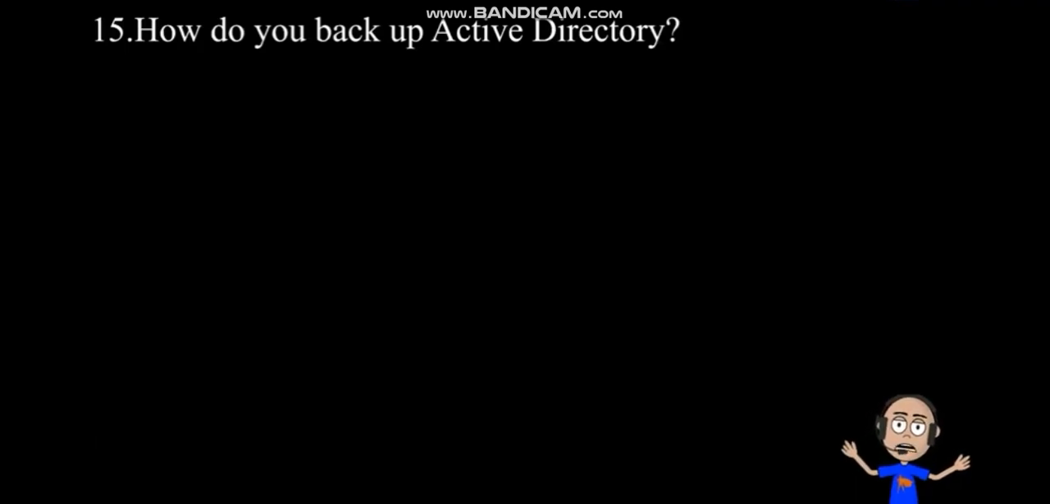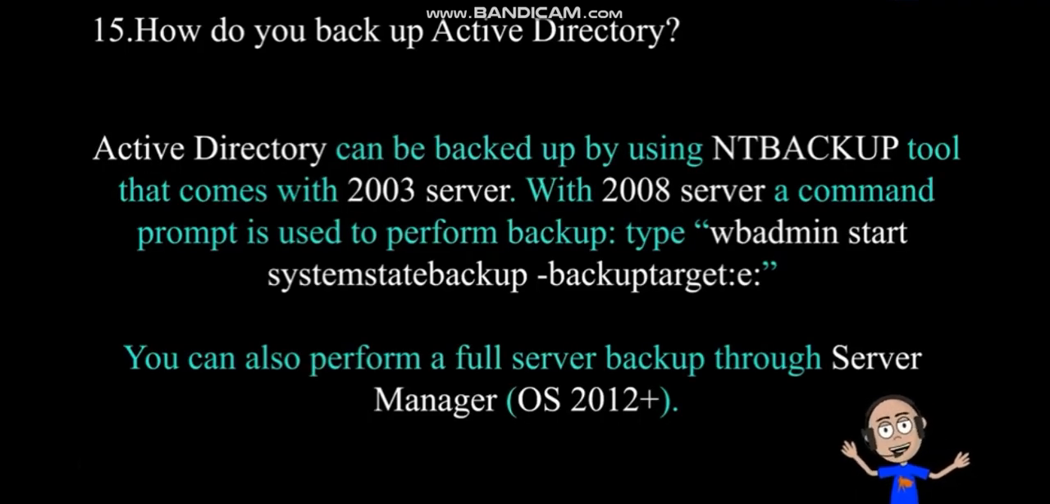How do you back up Active Directory? Active Directory can be backed up by using the NT Backup tool that comes with 2003 server, and with 2008 server, a command prompt is used to perform the backup. Type wbadmin start systemstatebackup -backuptarget:E:. You can also perform a full server backup through Server Manager on 2012 plus.